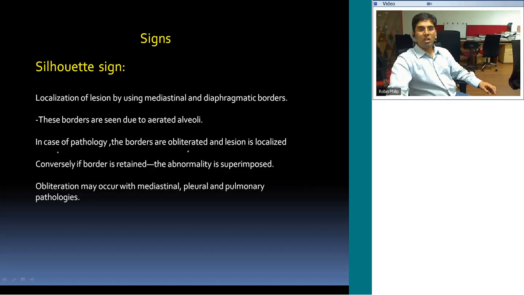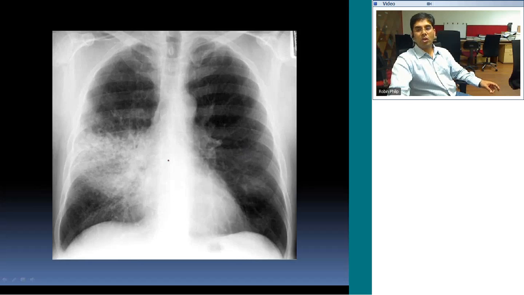And in case of pathology, say some pathology is sitting in any part of the lung, say the right middle lobe, these borders are obliterated, and then the lesion is localized. In this case, you can see the right heart border is not very well seen except for the lower portion. That means I can localize this pathology to the right middle lobe. The right middle lobe is in very close contact with the right heart border. So when there is a pathology, this gets obscured. This will tell us that there is pathology in the lung.